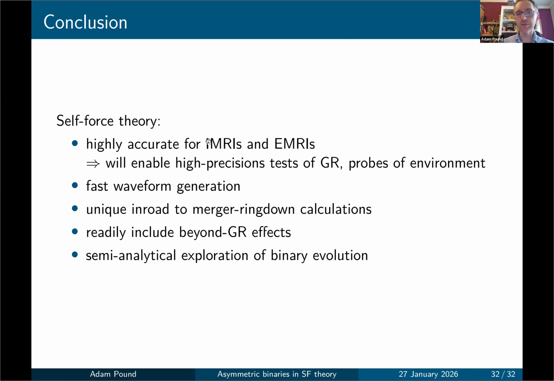But there's other advantages to self-force, not just associated with EMRIs. So we have very fast waveform generation. We have this really unique inroad to doing merger-ringdown calculations that was not available without self-force. Because of the modular construction, we can readily include beyond GR effects. And the slides I skipped were showing how we can do that in the merger and ringdown. And another advantage is we get a semi-analytical description of the entire binary evolution, inspiral-merger-ringdown, that then allows us to really explore specific effects in fine detail that's very difficult to do with numerical relativity, for example.